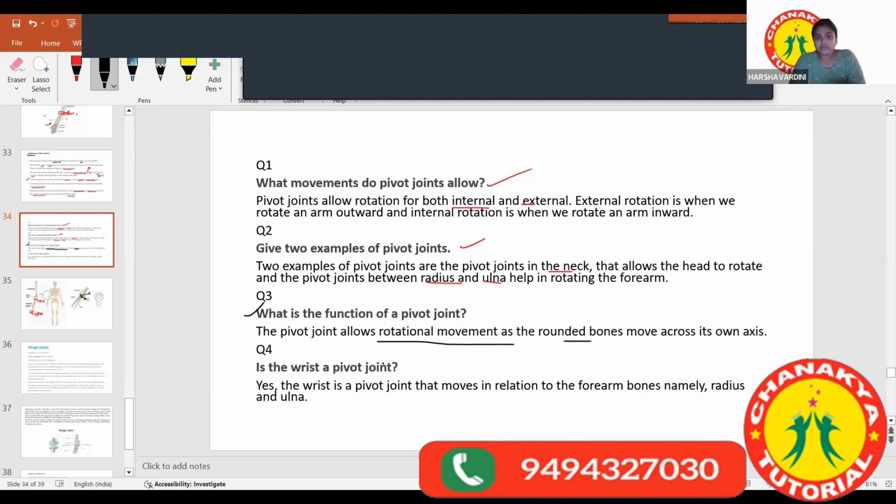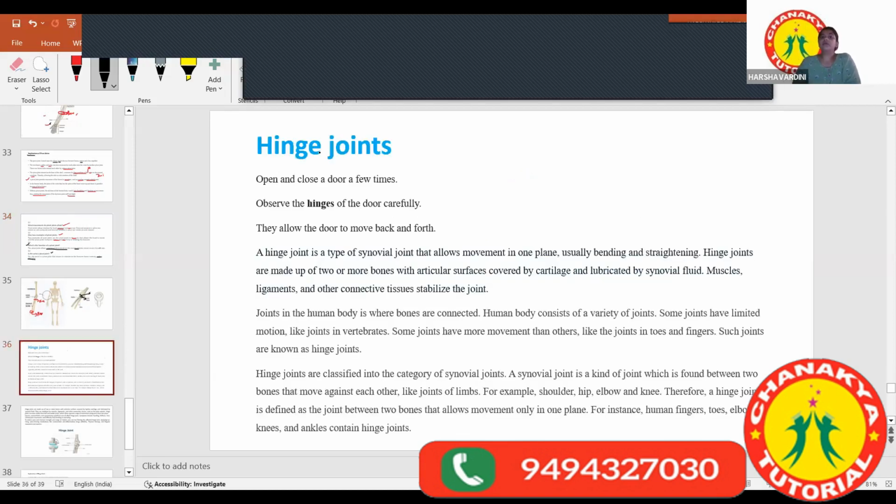Is the wrist a pivot joint? Yes, the wrist is a pivot joint that moves in relation to the forearm bones, namely radius and ulna. So there is no doubt in that. The wrist is a pivot joint. Yes, it is a pivot joint. Okay. Now coming to hinge joints.